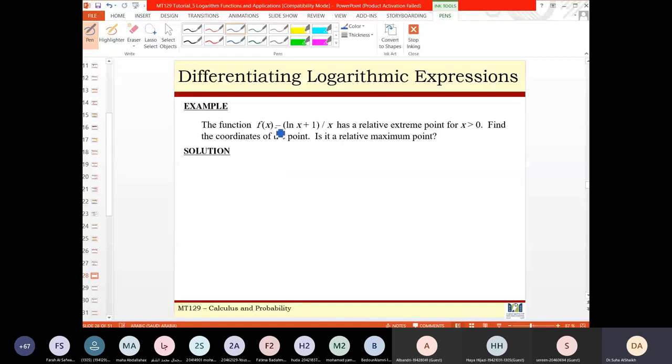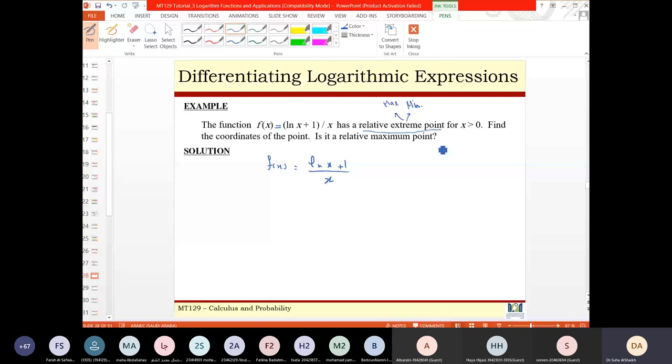Now this is the function f of x that they are giving to me. f of x is equal to ln x plus 1 over x. This function has a relative extreme point. Remember what does extreme mean? Extreme means maximum or minimum point. Find me the coordinate of this point and answer if this is a relative maximum point.